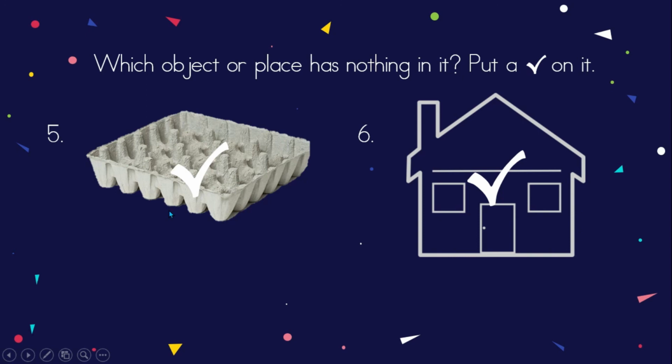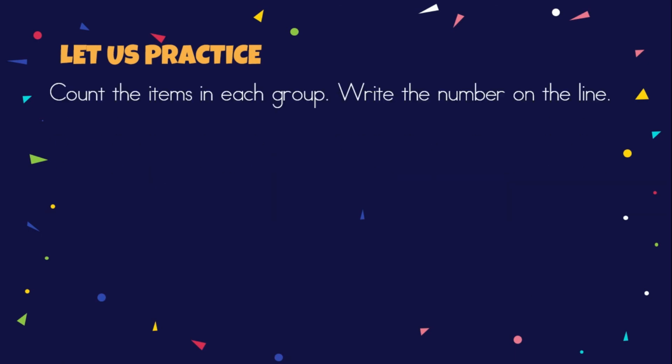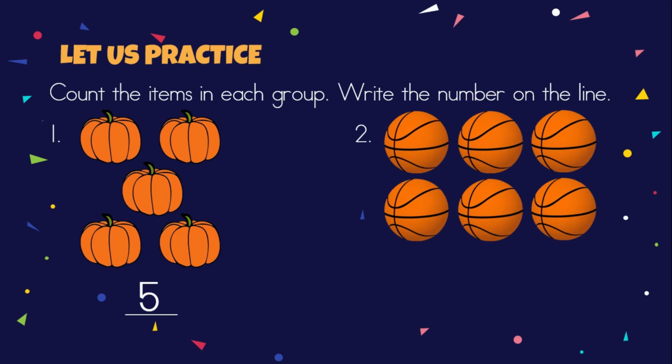Okay, very good, kids. Now let us try to practice. Let us practice on page 10 of your book. So you're just going to count the items in each group. And you're going to write the number on the line, okay? So for number 1, how many squash do we have? Very good. There are 5 squash, okay? Number 2, how many balls?